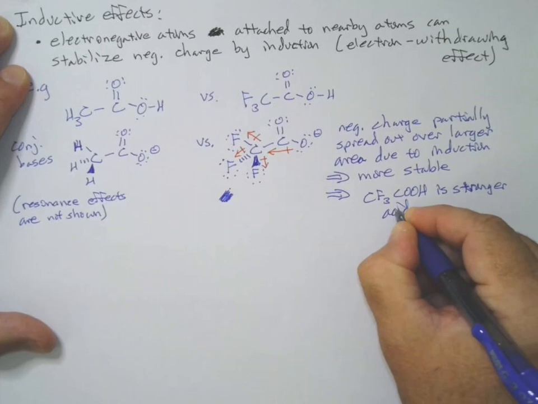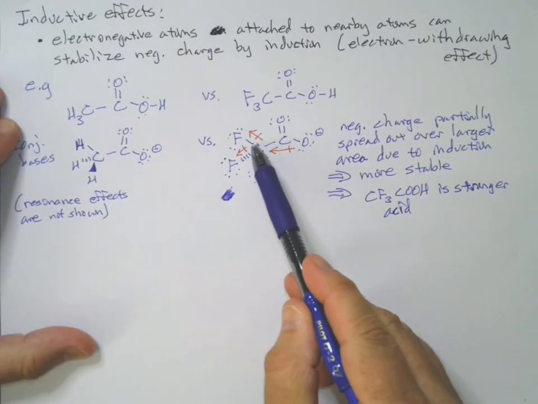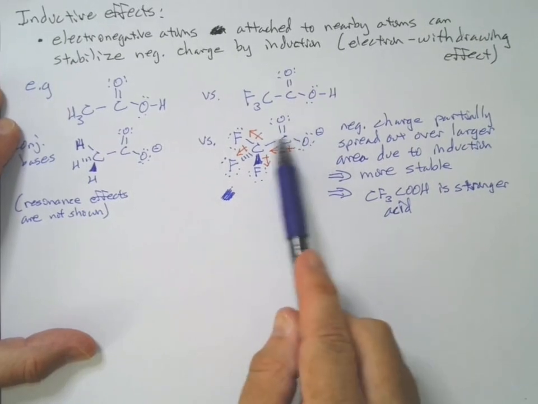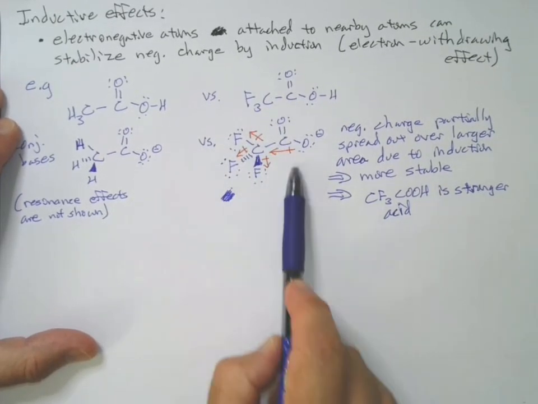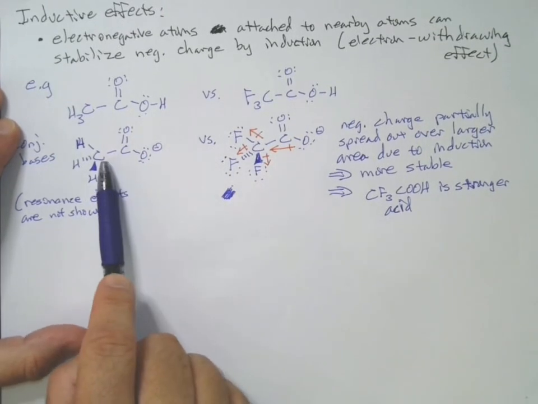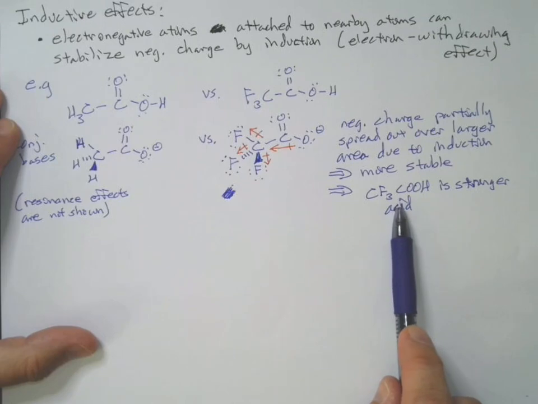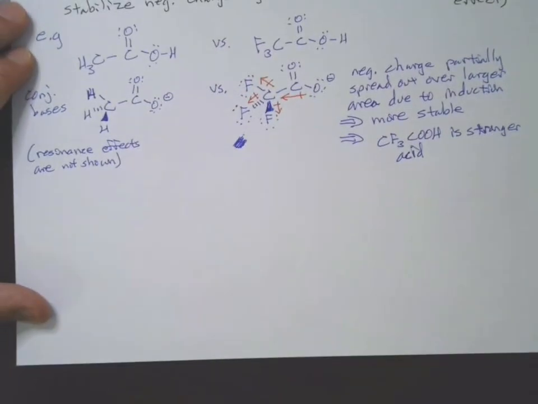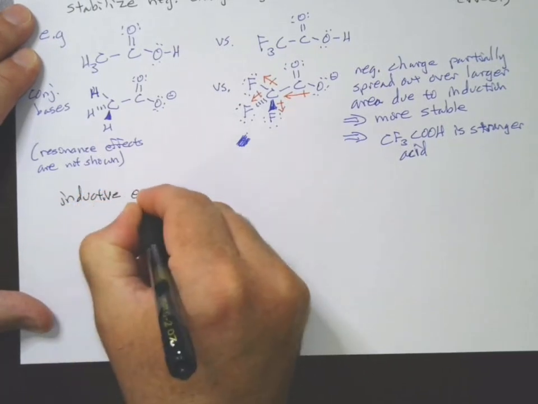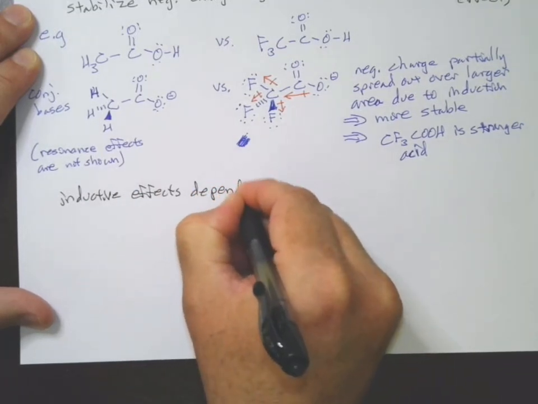Okay, so again, we look at what's different. Here we've got fluorines versus hydrogen. Those are more electronegative. They help pull some of the electron density and spread it out over more of the molecule. So our CF3COO minus ion is more stable than our acetate ion, which means that our trifluoroacetic acid is a stronger acid. And these effects are additive. And they depend on distance.